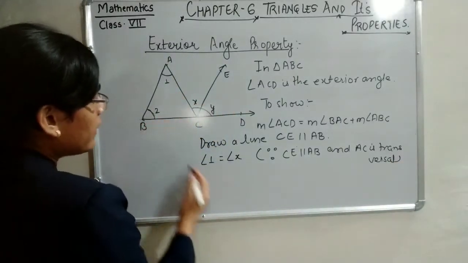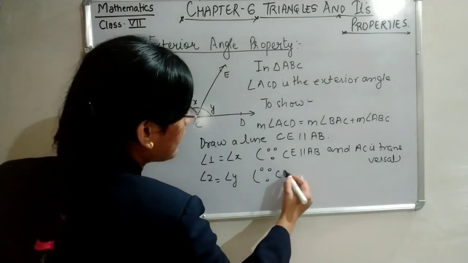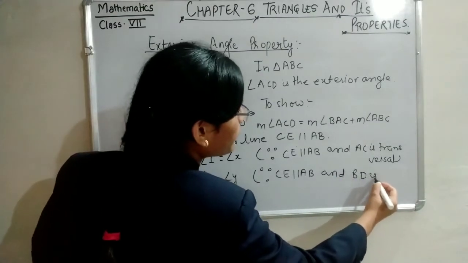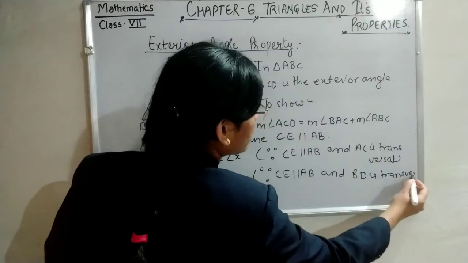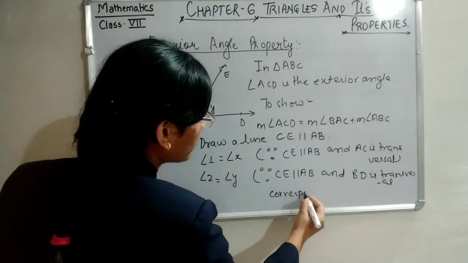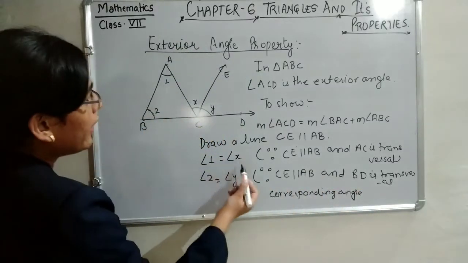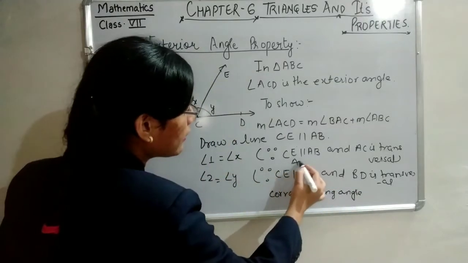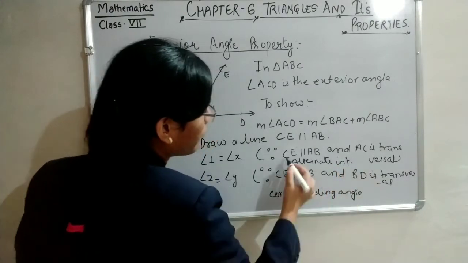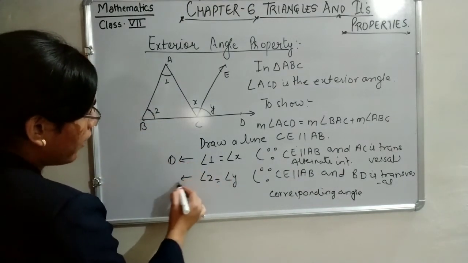Now in this case angle 2 is equal to angle Y, because both these lines CE is parallel to AB and BD is the transversal. In this case both these angles are corresponding angles. And here angle 1 and angle X are alternate interior angles. So name these equations as 1 and 2.